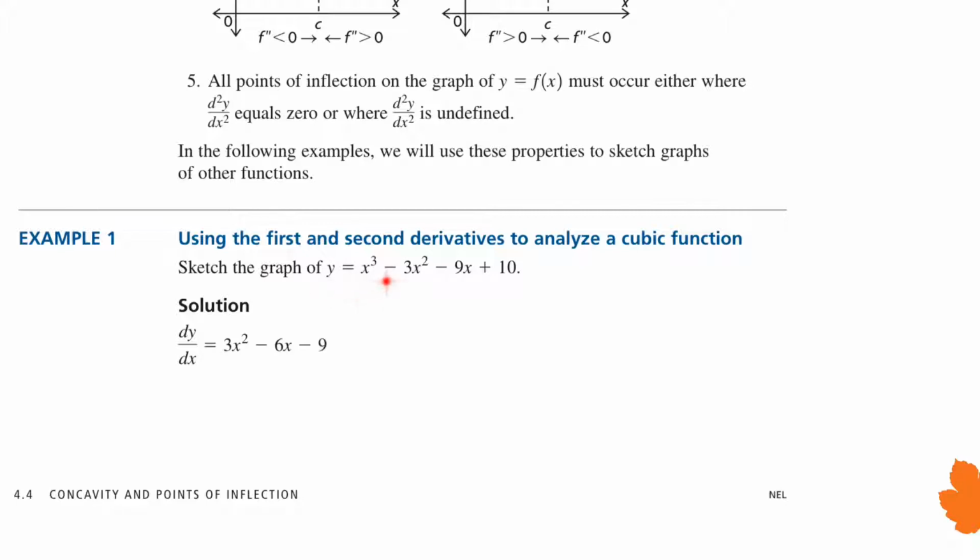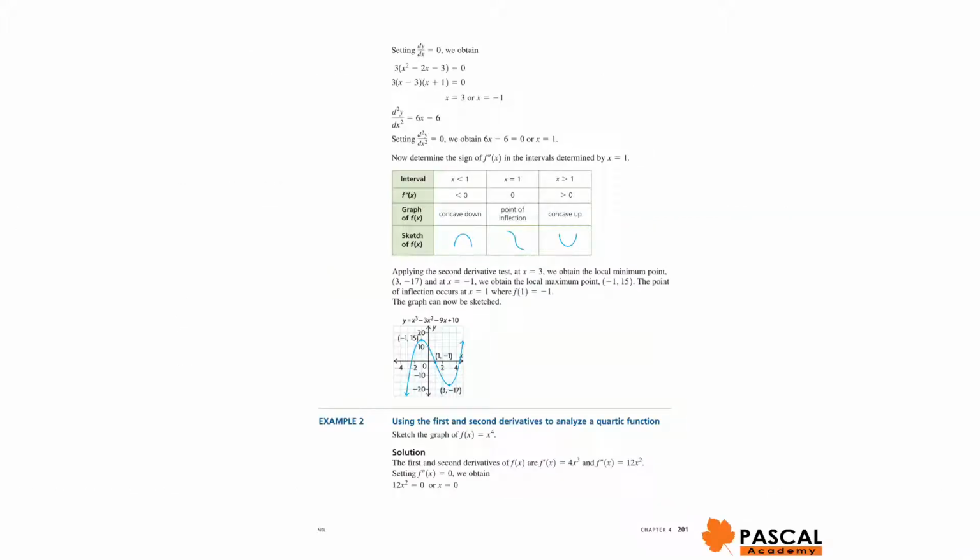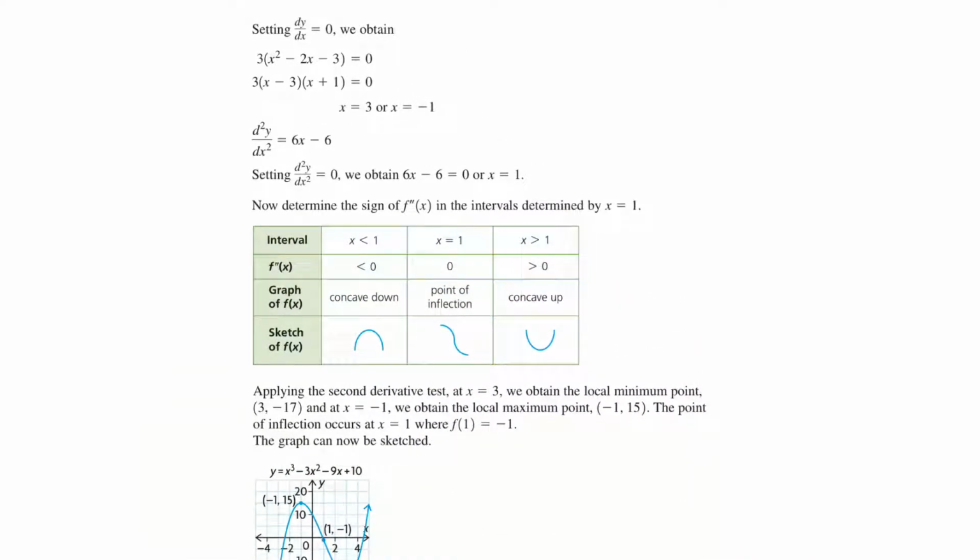Let's sketch the graph of y equals x cubed minus 3x squared minus 9x plus 10 from what we learned in this section. We find the first and second derivative. The first derivative is 3 times x minus 3 times x plus 1, and the second derivative is 6x minus 6. The first derivative is 0 when x is 3 or negative 1. F double prime when x is 3 is 12, which is positive, and when x is negative 1, it is negative 12, which is negative.